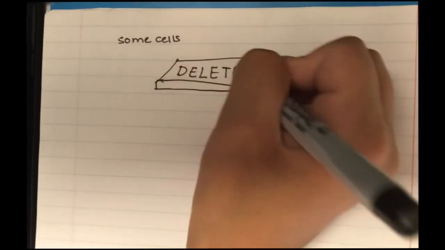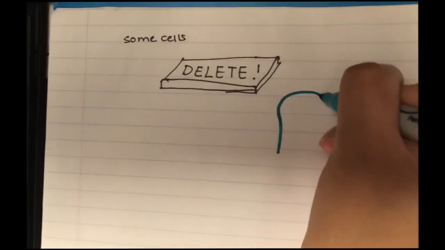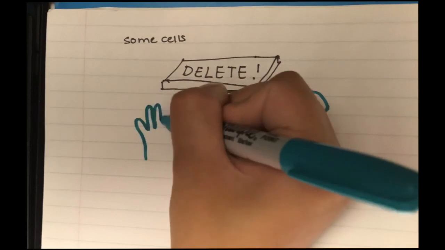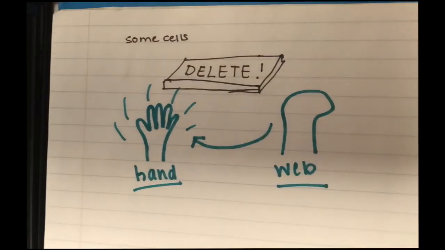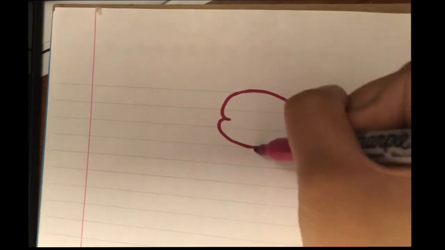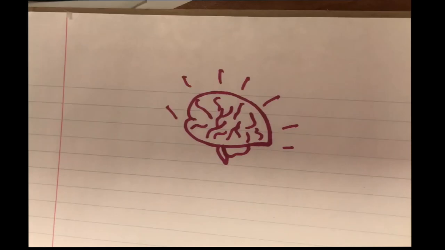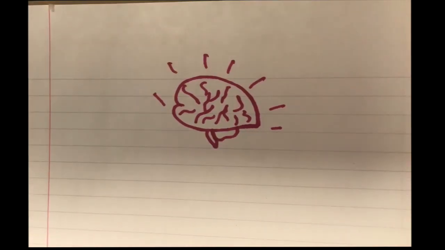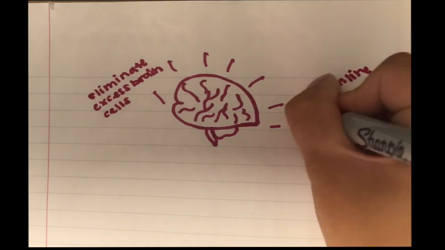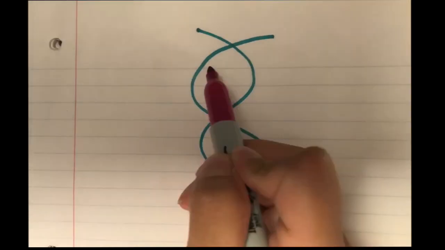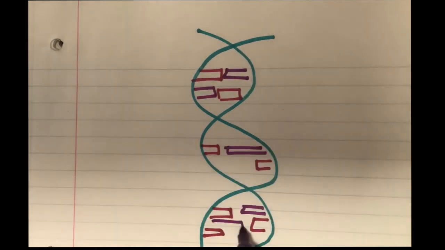2, some cells need to be deleted during embryonic development. An example of this is making digits of fingers out of a blob of tissue. Thus, we have dexterous hands. Apoptosis can occur after birth as well. In humans, for example, brain cells undergo apoptosis prior to and following birth to eliminate excess brain cells and streamline nerve impulses.